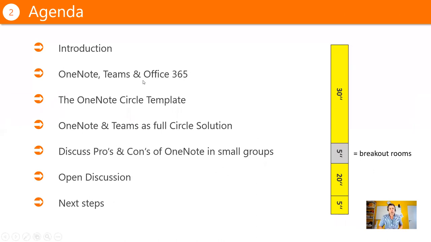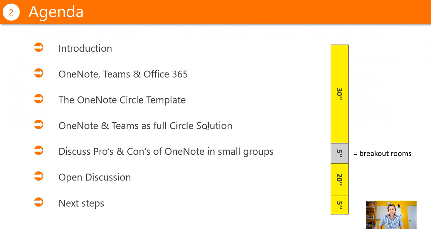I will give you a short introduction on the topic, and also talk a little bit about OneNote in the context of Office 365, because I think quite a lot of organizations and individuals are starting to use Office 365. There's especially this Microsoft Teams tool in combination with OneNote, which can be used very nicely for organizing a circle in terms of documentation and also communication in the circle.